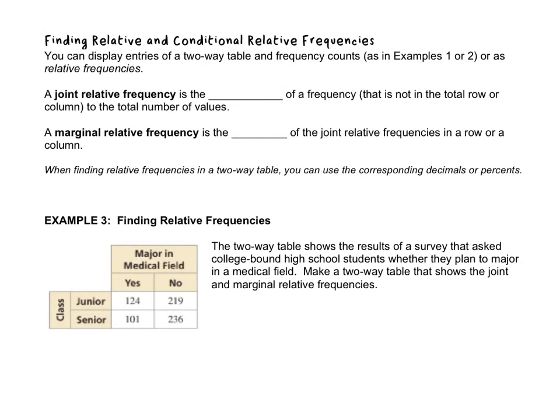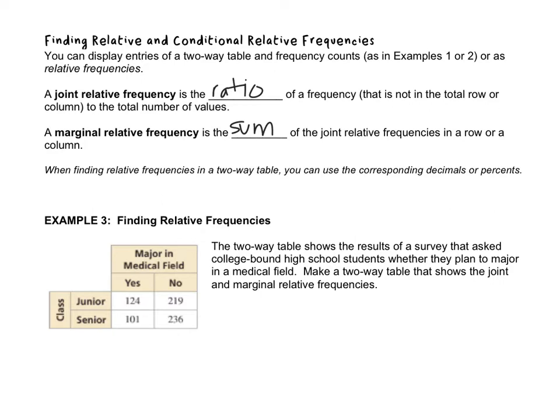Something else that we can talk about with two-way tables are called relative and conditional frequencies. So let's talk about relative frequencies for a second. A joint relative frequency is the ratio of a frequency, and remember, a ratio is like a fraction, to the total number of values. A marginal relative frequency is the sum of the joint relative frequencies. So it's very similar to what we just did, but it has a little twist to it.